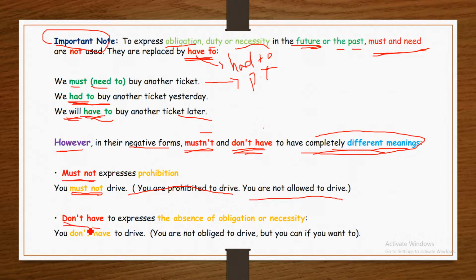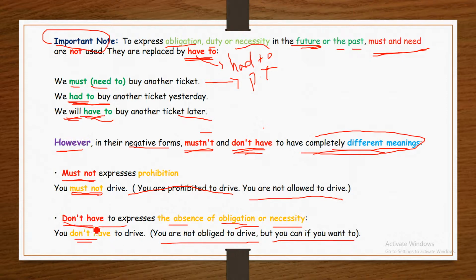Don't have to expresses the absence of obligation or necessity. You don't have to drive. You are not obliged to drive. But you can if you want.